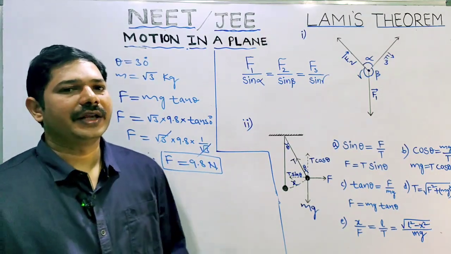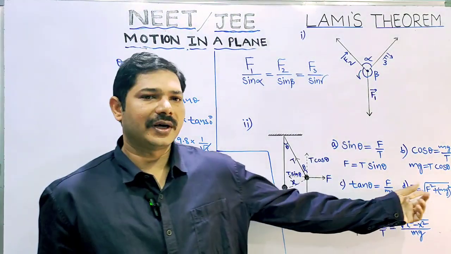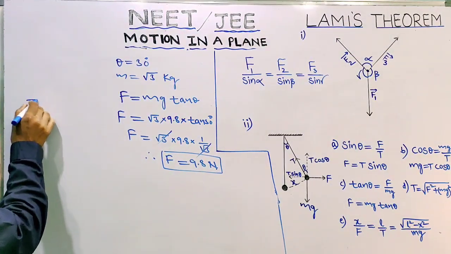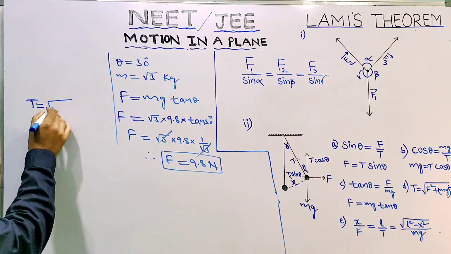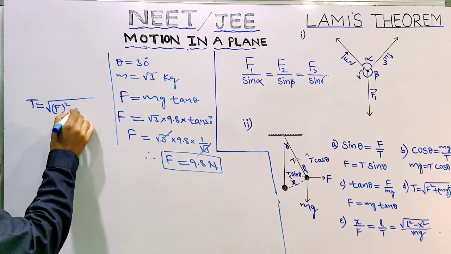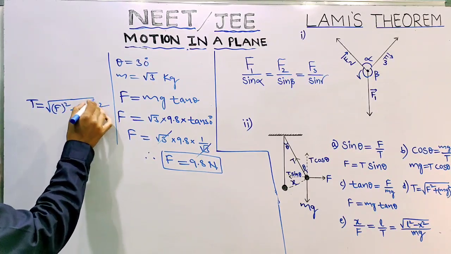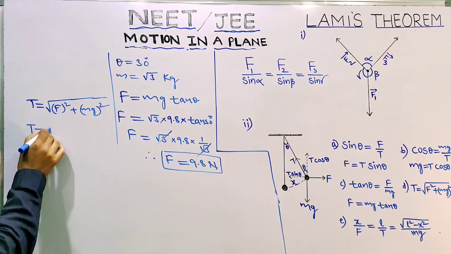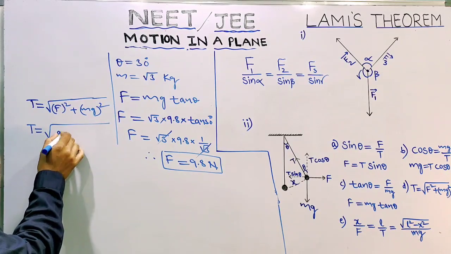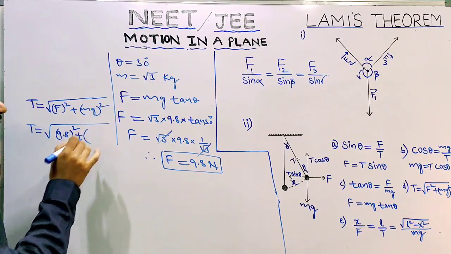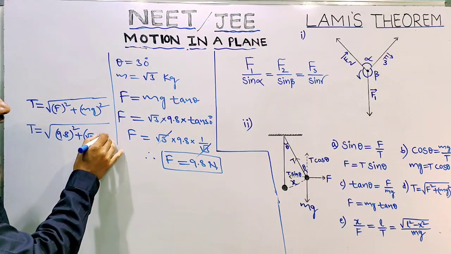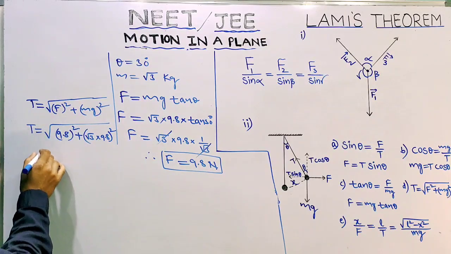Like that, now the tension in the string. For tension I have also given the formula. Tension T equals under root F square plus mg whole square. Here substitute the values. The F value we just got is 9.8, so 9.8 whole square plus mg. The mass is root 3 and g is 9.8, whole square.